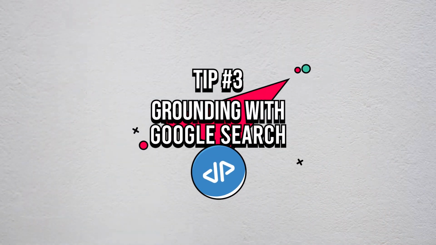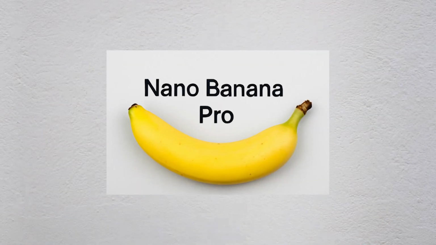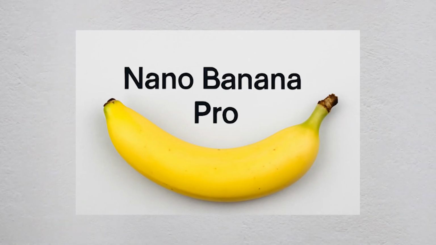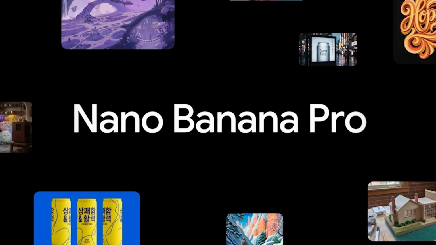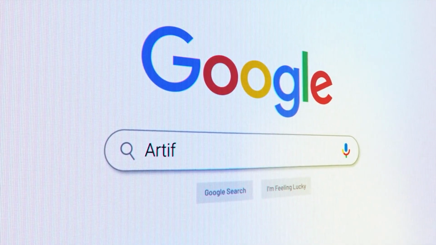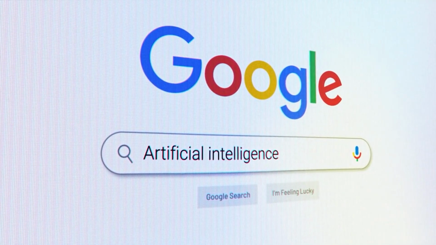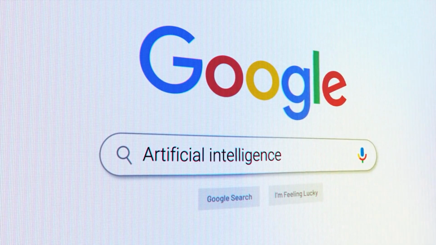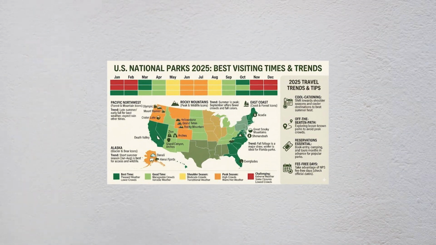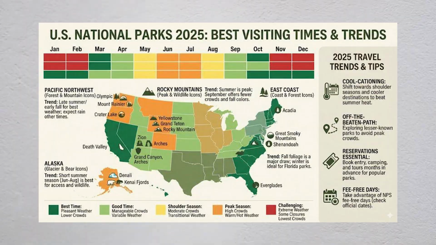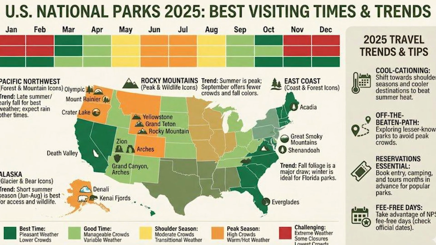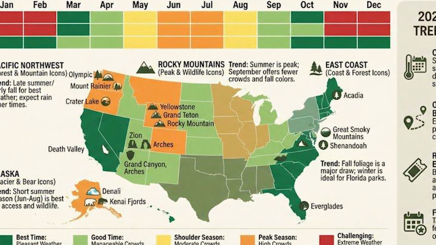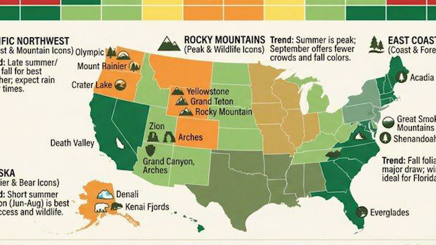Here's tip 3, and this one's genuinely wild: grounding with Google Search. Nano Banana Pro can actually use Google Search to generate imagery based on real-time data, current events, or factual verification. The model will think and reason about the search results before generating the image, which dramatically reduces hallucinations on timely topics. You can ask it to generate an infographic of the best times to visit U.S. national parks in 2025 based on current travel trends, and it'll search for that data, process it, then create the visual. This isn't speculation, this is dynamic data visualization.